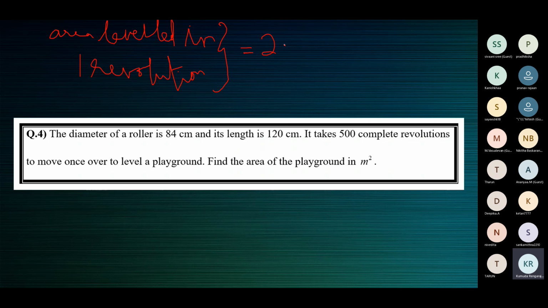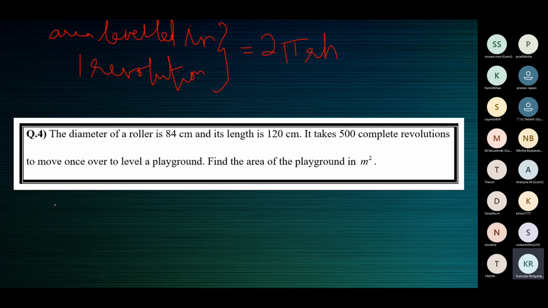That will be equal to 2 pi RH, because 2 pi RH is the area that rubs once. The CSA, the curved surface area of a cylinder, is 2 pi RH. TSA is different. The two circles, they don't touch the ground. So it is not TSA, it is CSA. The curved surface area of the cylinder moves over the playground once in one revolution, which is 2 pi RH. So the area leveled in one revolution is 2 pi RH.